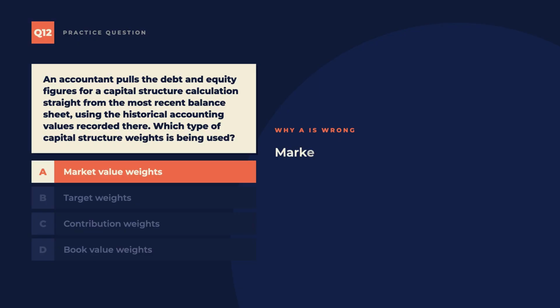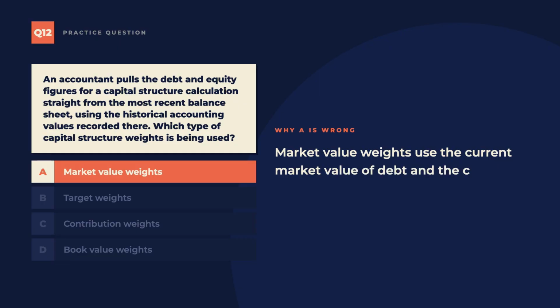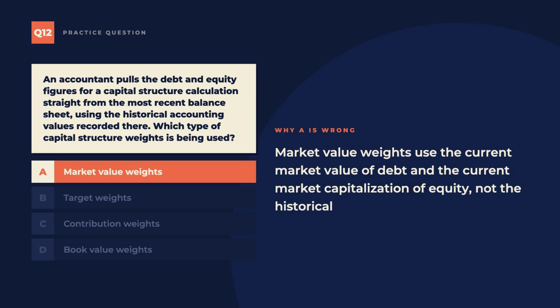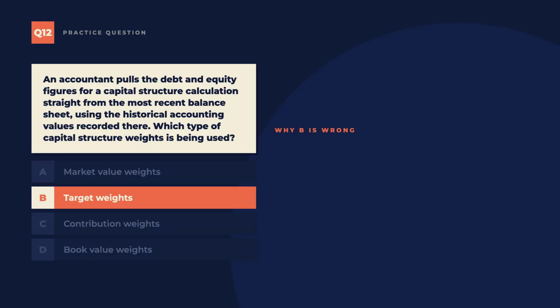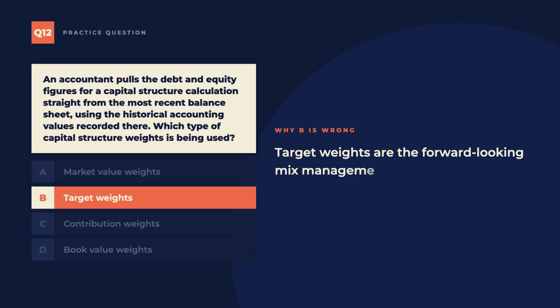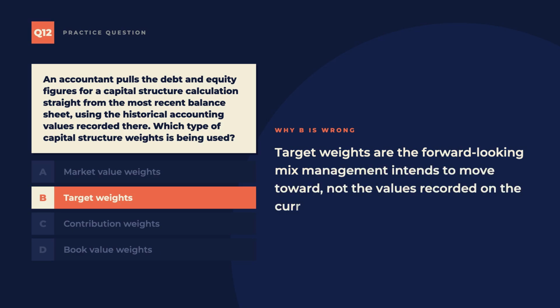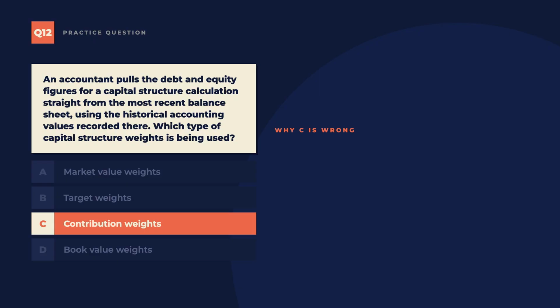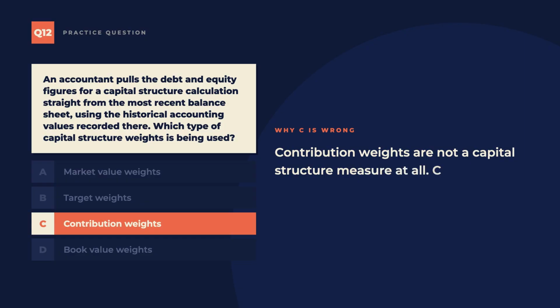A is wrong because market value weights use the current market value of debt and the current market capitalization of equity, not the historical balance sheet figures. B is wrong because target weights are the forward-looking mix management intends to move toward, not the values recorded on the current balance sheet. C is wrong because contribution weights are not a capital structure measure at all. Contribution margin belongs to operating leverage and break-even analysis.